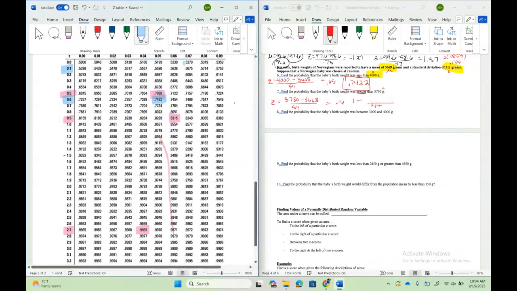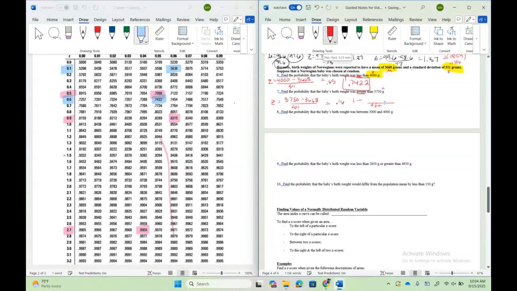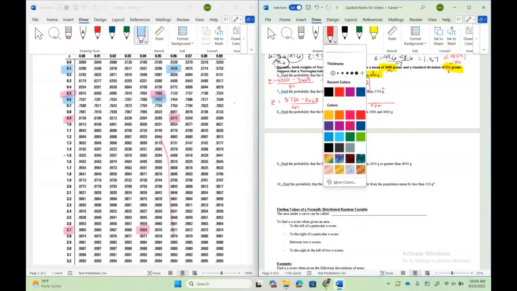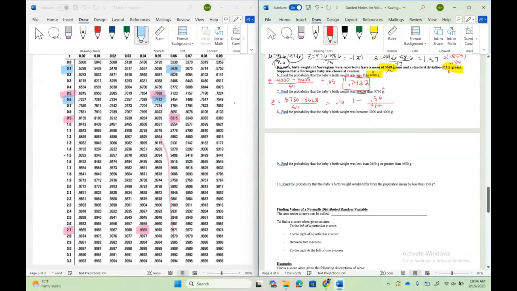So 0.16. So I'm subtracting 0.5636. All right, so my answer here is 0.4364.